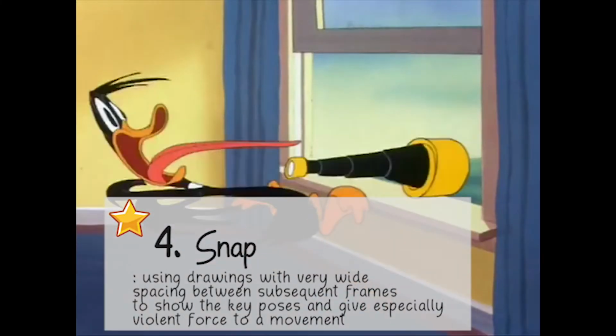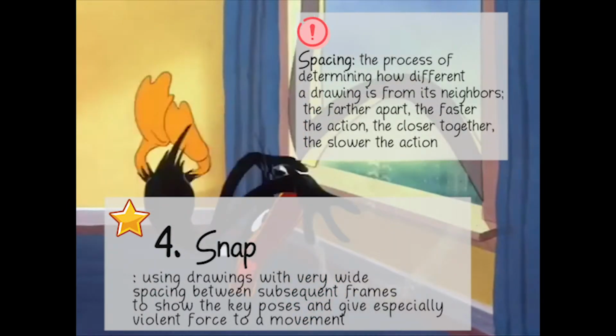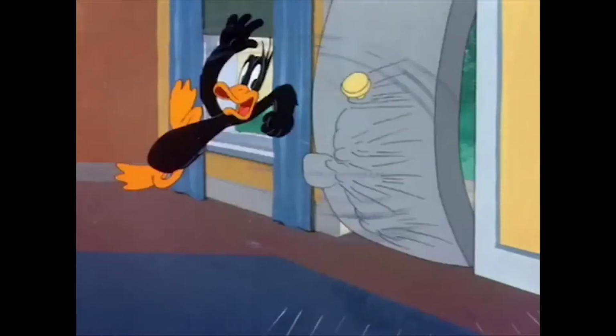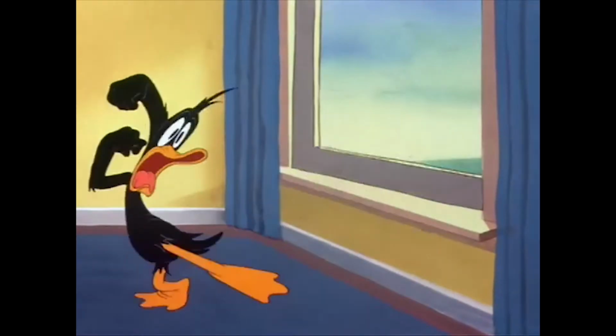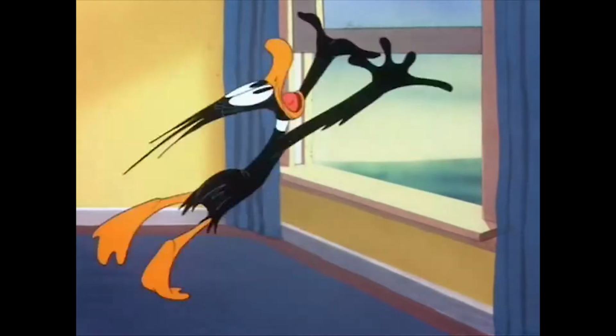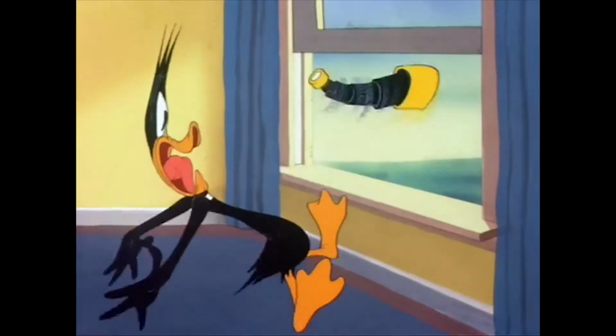Snap is used in drawings with very wide spacing between subsequent frames to show the key poses and give especially violent force to a movement. Distortion is usually accompanied with snap in this animation to show Daffy's flustered mood, anger, and power. Let's take a look at the scene when Daffy first sees the little man from the draft board.